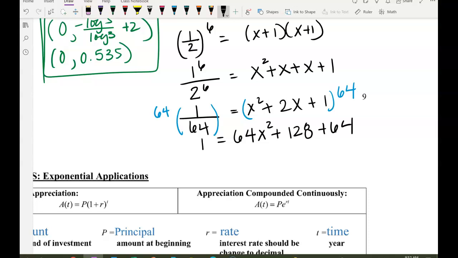Subtract 1 from both sides? Yes or no? 128. Oh, thank you. I'm missing an x. Thank you. Okay, subtract 1 from both sides. Yes or no? All right, so what would that be? 64x squared plus 128x plus 63.